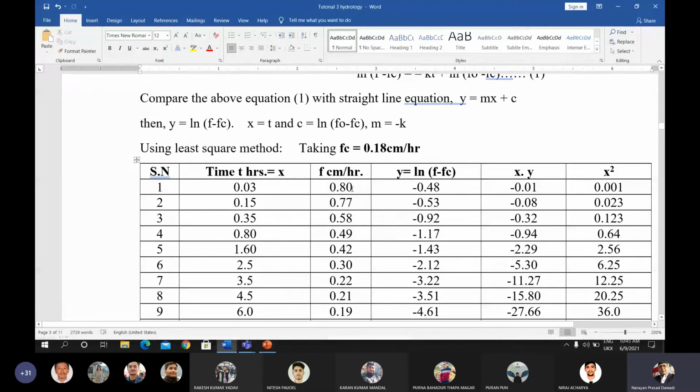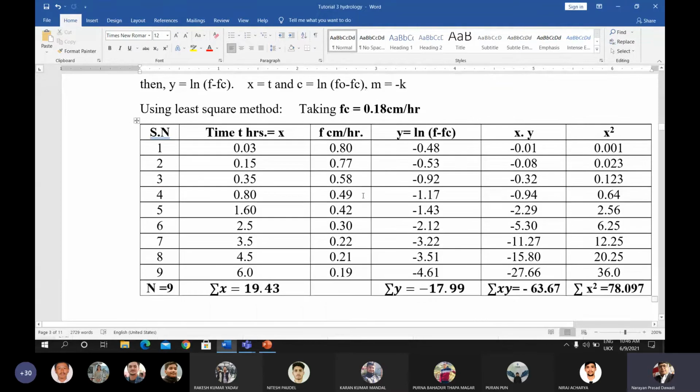Now subtract 0.18 from 0.80 and take the ln. You will get the value of minus 0.48: ln(0.80 minus 0.18). Similarly, 0.77 minus 0.18, and taking the ln of that value, you will get minus 0.43. In this way, subtract 0.18 from the f value and take the natural log, ln.